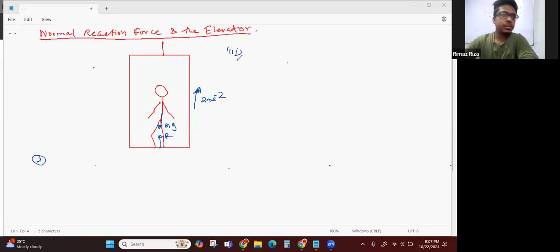Now the question is this. Question number 2: find the normal reaction force in the following cases. Number 1, when the lift is at rest. Number 2, when the lift is moving at constant velocity. And number 3, the lift is moving vertically upward with a constant acceleration of 2 meters per second squared.